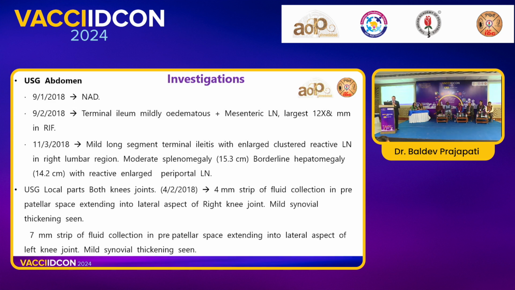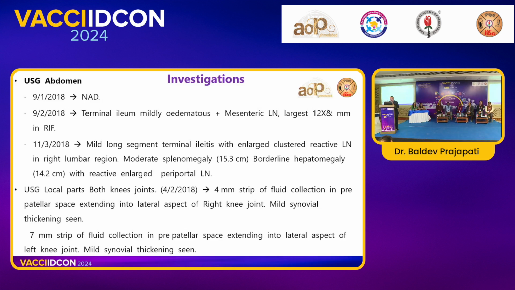USG abdomen: first time normal, but on follow-up almost after a month, terminal ileum mildly edematous, with mesenteric nodes. And after another month, mild long segment terminal ileitis with enlarged clustered mesenteric nodes, reactive lymph nodes in the right lumbar region. Moderate splenomegaly, borderline hepatomegaly, the size given in the bracket, with reactive enlarged periportal lymph nodes.